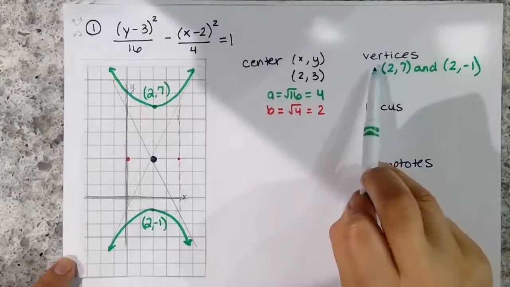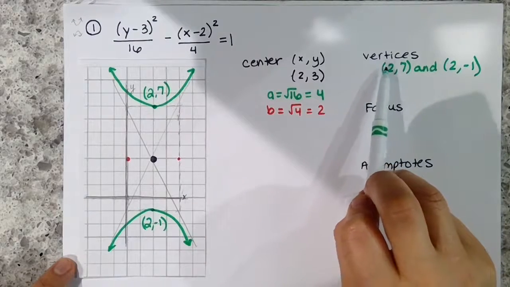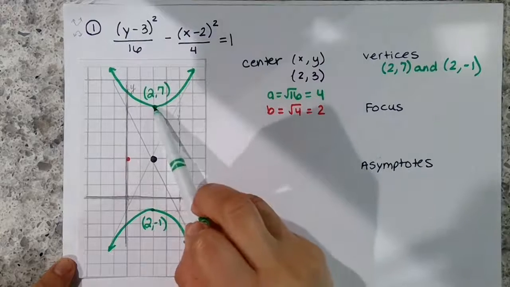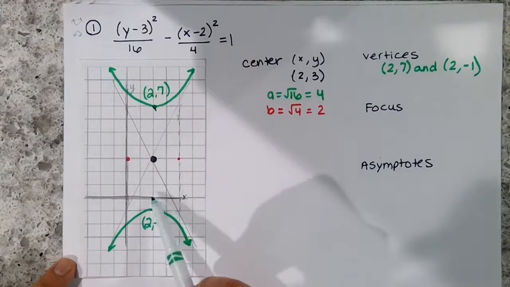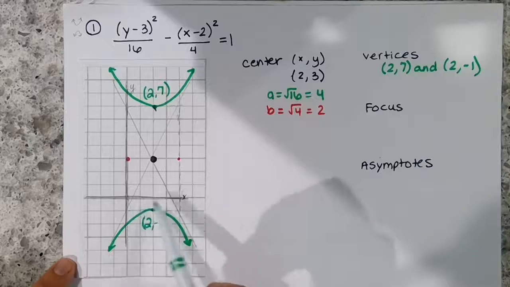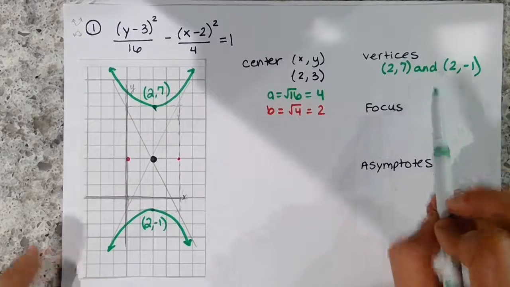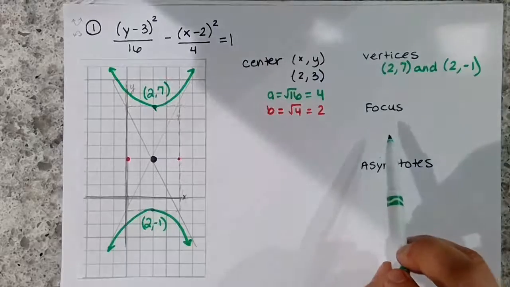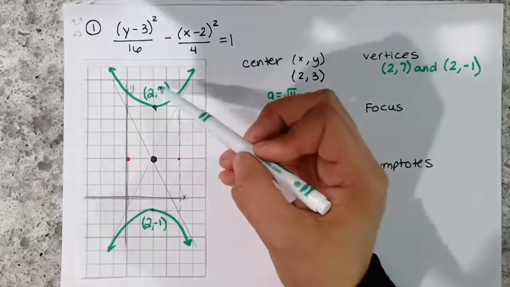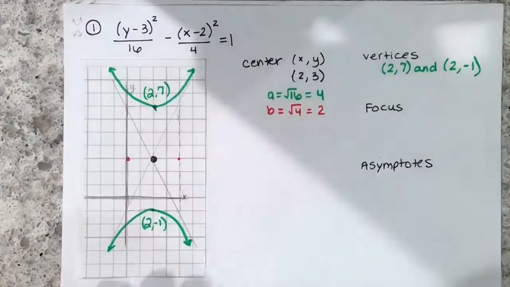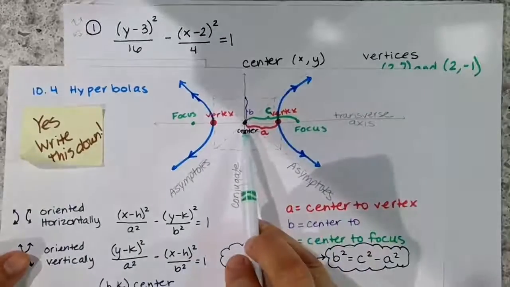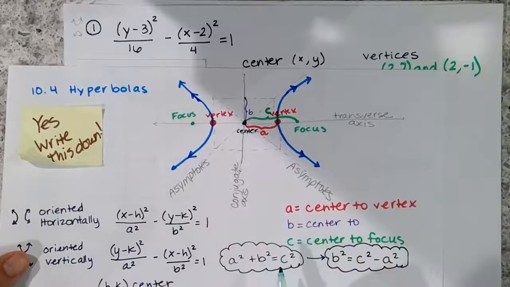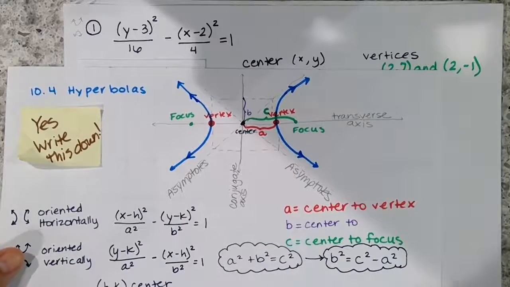All right, so the first piece of information we're going to find are the vertices. Well, we already plotted them, so that's easy. So the vertices from here is over 2, up 7, over 2, down 1. So those are my vertices. For finding each focus point, remember that the foci lie inside of here. So I actually have to calculate that C value using this formula.